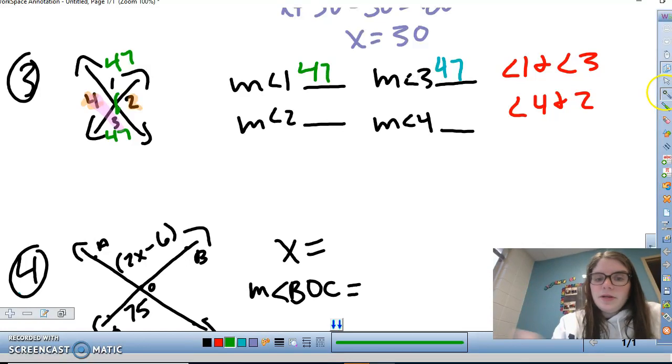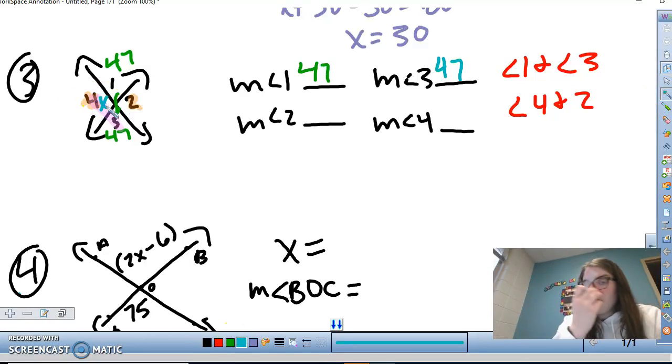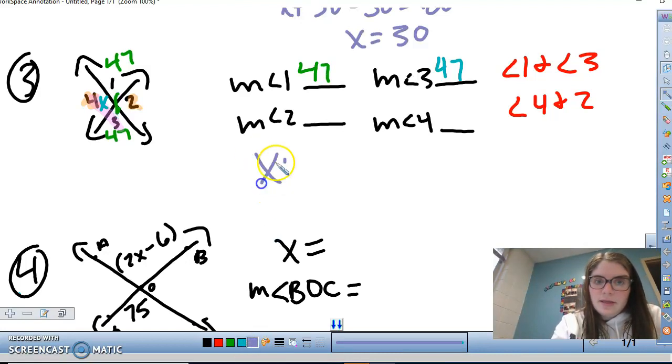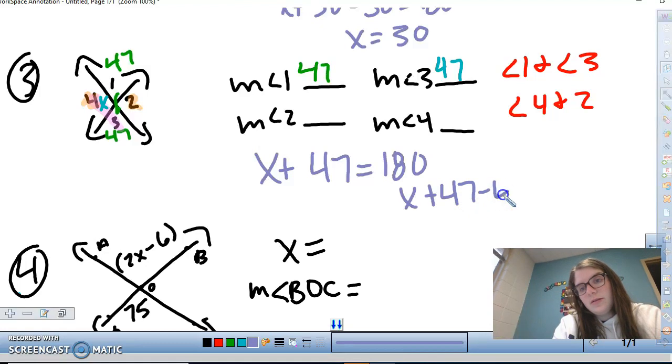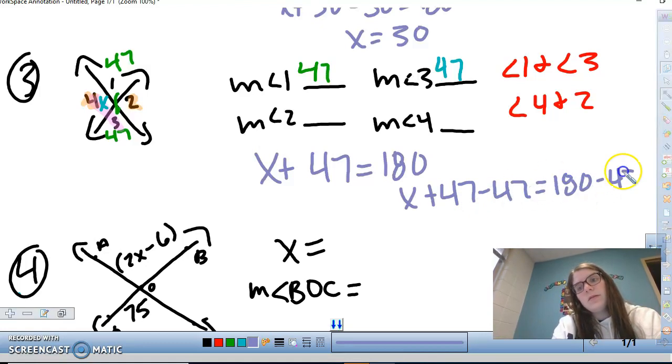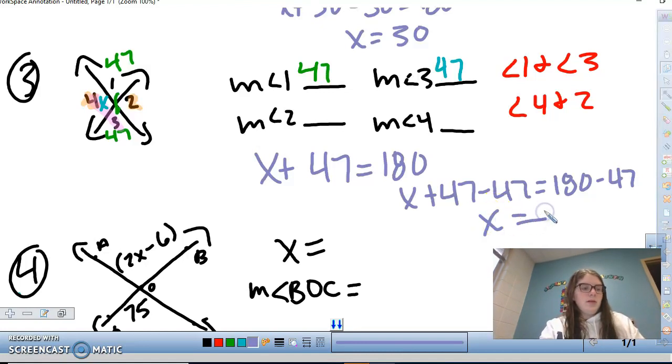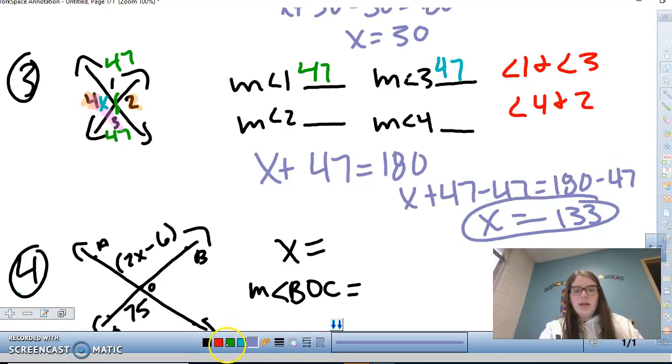So let's say that this one is x and the other one is 47. So I'm going to have x plus 47 equals 180. To solve for that, I have to subtract 47 on both sides. So I'm left with x equals 180 minus 47, which is 133. So that gives me that angle 4 is 133 degrees. And since angle 4 and angle 2 are vertical, that means that angle 2 is also 133 degrees.